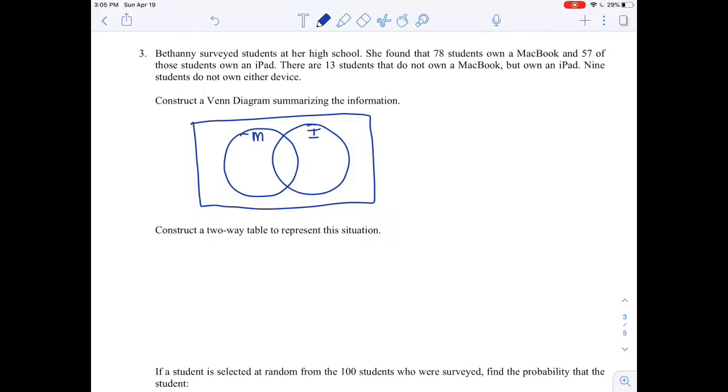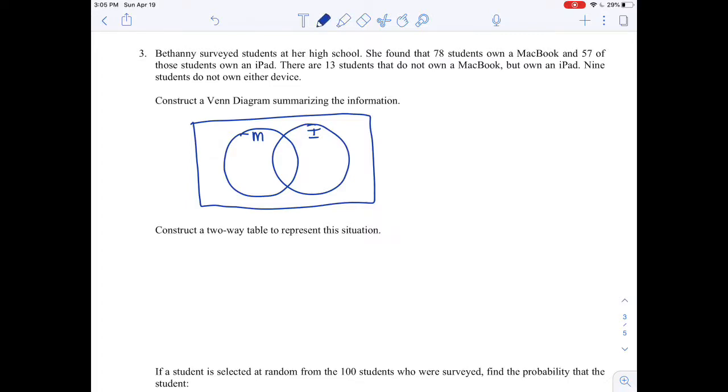And then you're going to have some people that satisfy both, and some that satisfy neither of them. Okay, so it says 78 students own a MacBook. Again, back to yesterday, if you remember, that's a little tricky for us because that would mean that the whole circle M should add up to 78, but we're not quite there yet because we don't know what proportion should be outside and what proportion should be in the overlap, so let's save that for a little bit later.